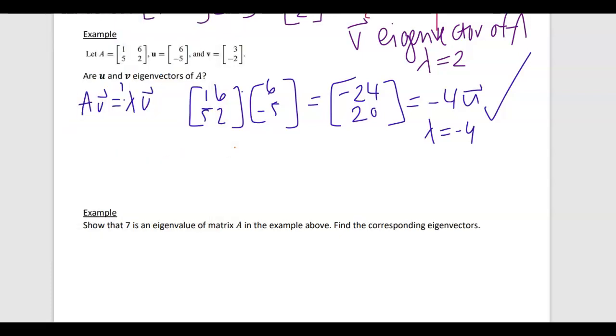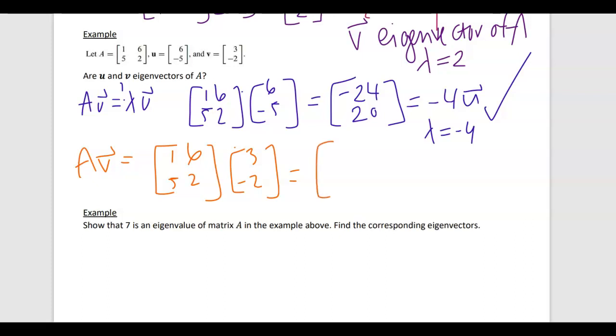Let's look at A times V. If I do A times V, I end up getting -9 times 11, which is not equal to some scalar times V. So V is not going to be an eigenvector.